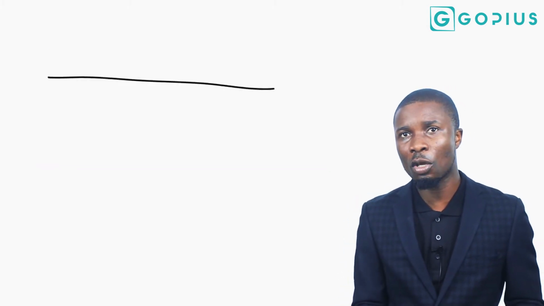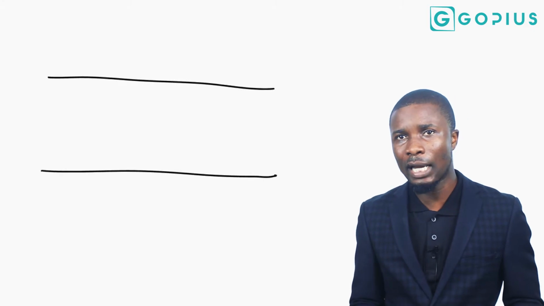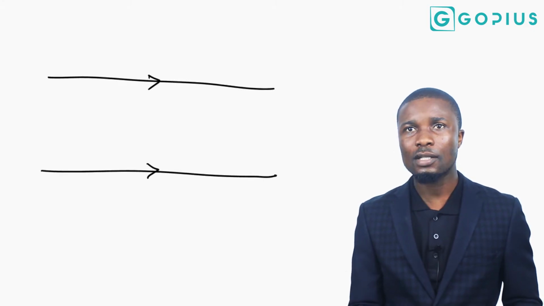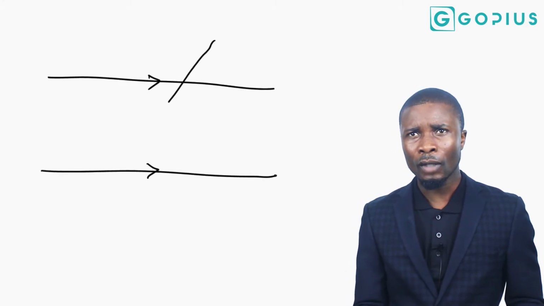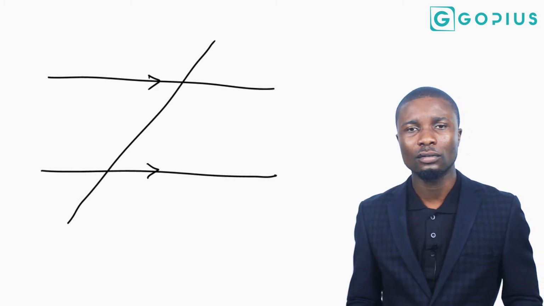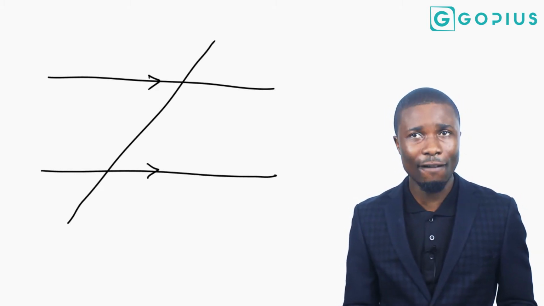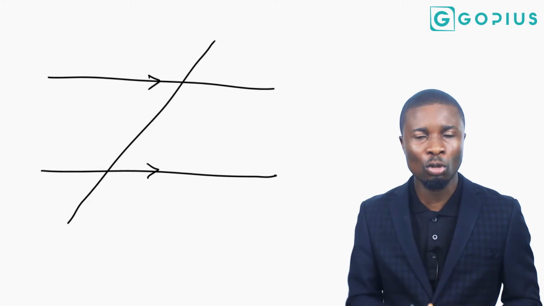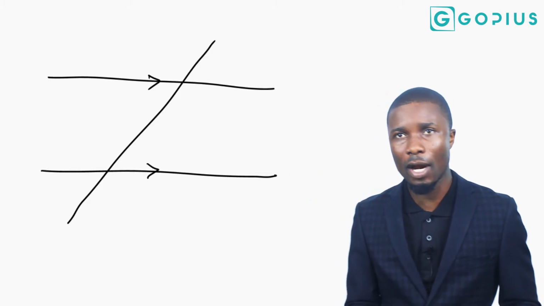Okay, we have two parallel lines, as you can see on your screen. I have a parallel line and I have a parallel line here. This line is parallel to this one. If I draw another line, this is now called a transversal line. I draw another line to intercept these two parallel lines.